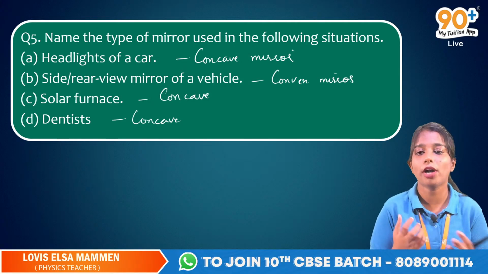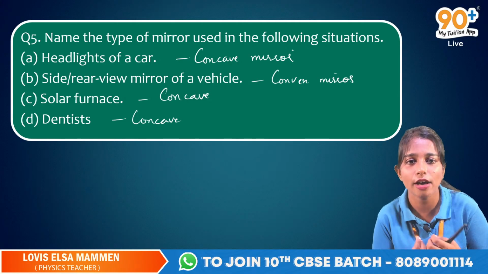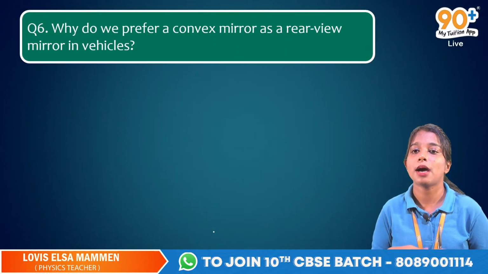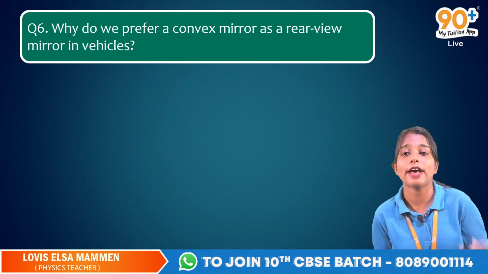This is a very important question. Application or uses of mirrors. Now here comes question number 6: why do we prefer a convex mirror as a rear view mirror in vehicles?